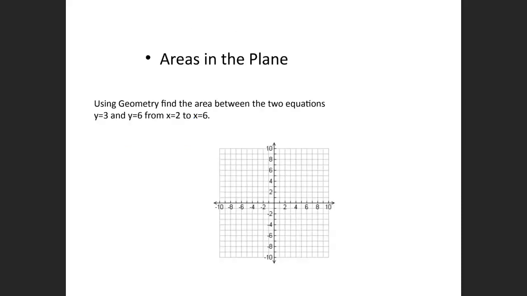Let's use geometry to figure this problem out, okay? This problem says use geometry to find the area between the two equations, y is equal to 3 and y is equal to 6, from x equals 2 to x equals 6. Okay, so I'm just going to use geometry. So how would I do that? y is equal to 3. So I just draw that in right there. y is equal to 3 is a horizontal line. And y is equal to 6. It's another horizontal line.